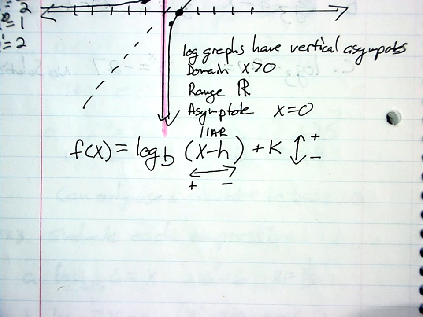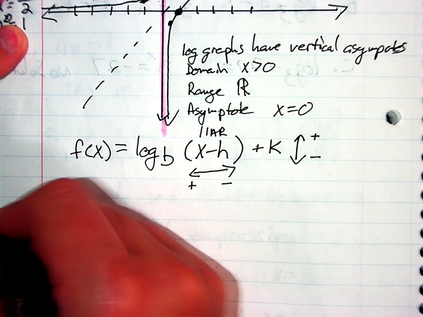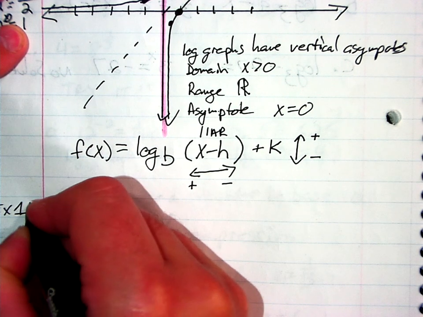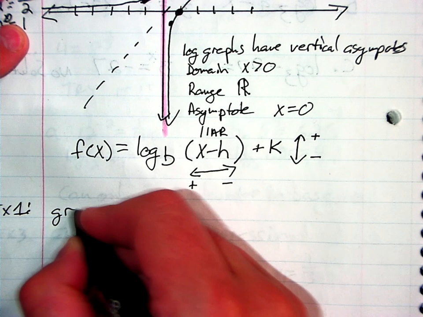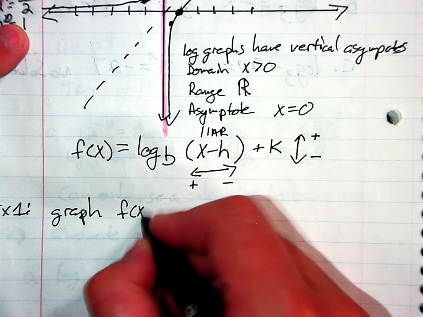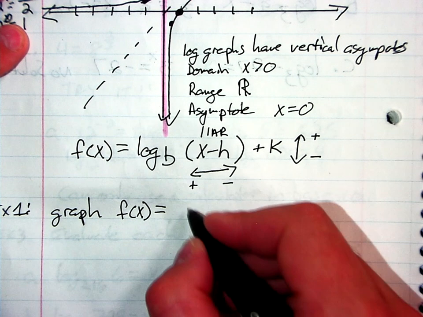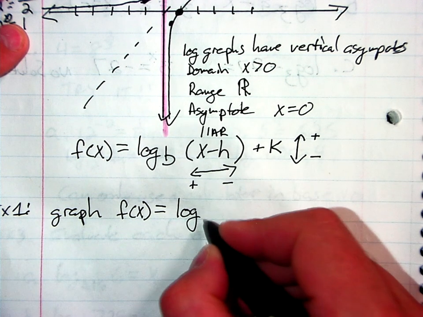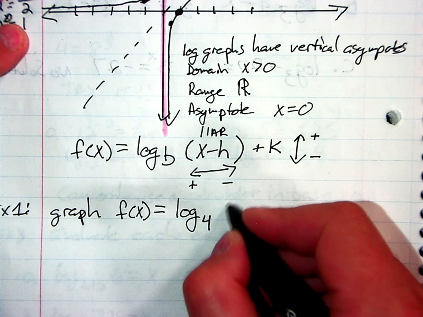All right, we have 2 graphs and 2 triads, and then we're done for today. All right, example 1. Graph f of x equals log base 4 of x.